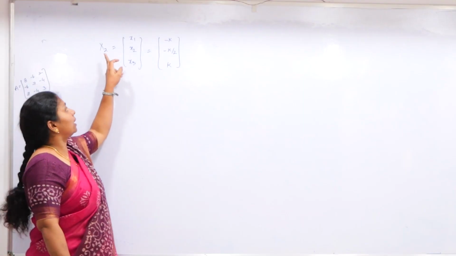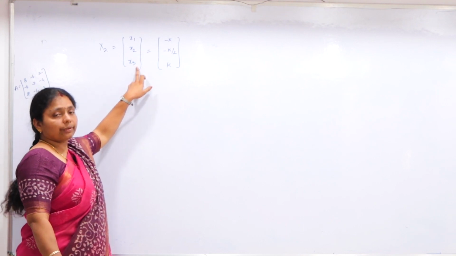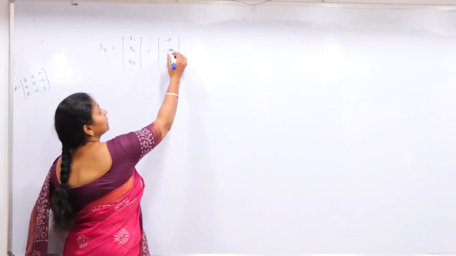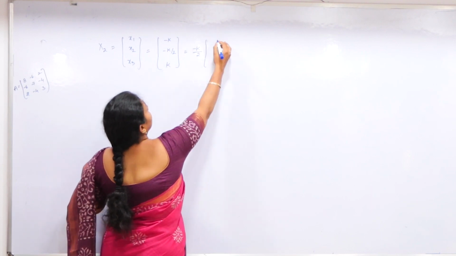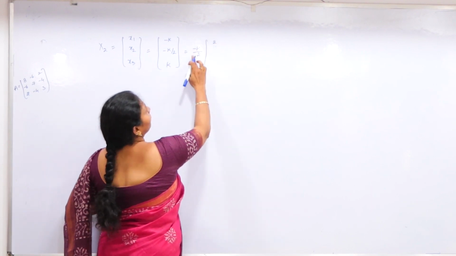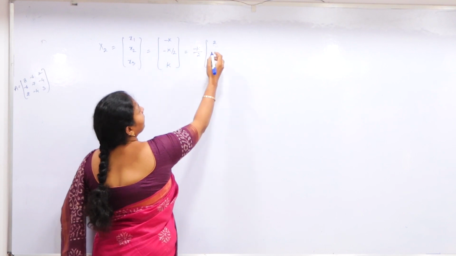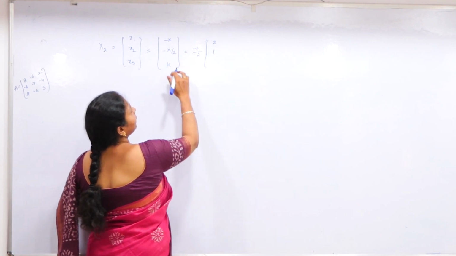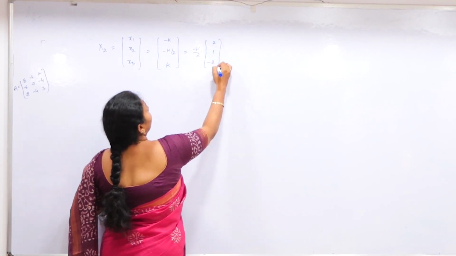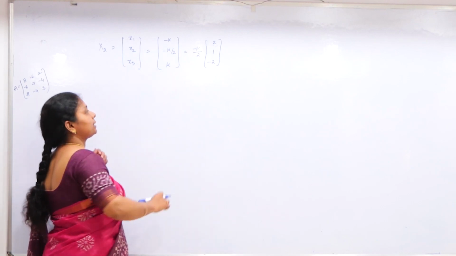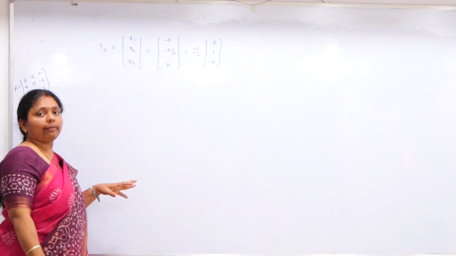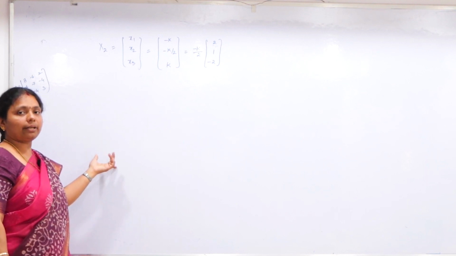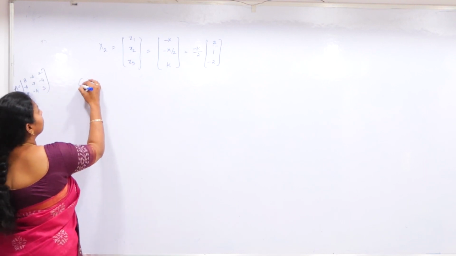Next, eigenvector x equal to x1, x2, x3. Replace the values. Next, common out minus k by 2. This is 2. Minus k by 2 into 2, minus k. Next, this is 1. Next, minus 2. Minus k by 2 into minus 2 is k. So, 2, 1, minus 2 vector is the eigenvector corresponding to the eigenvalue lambda equal to 3.